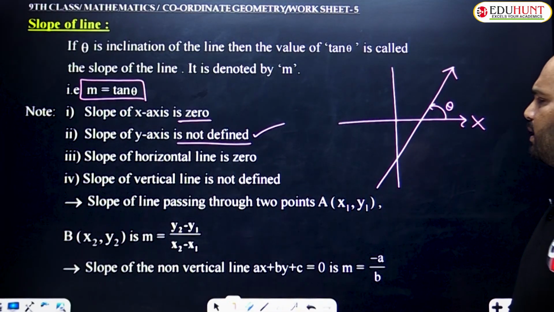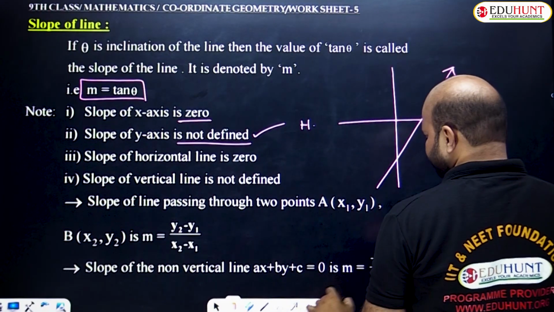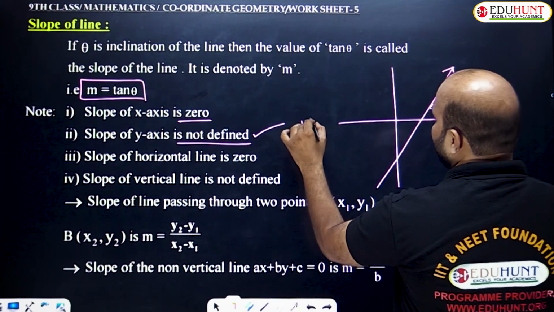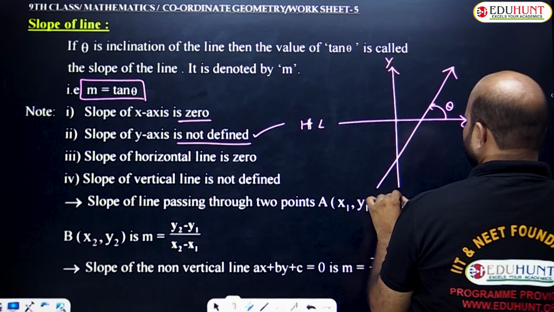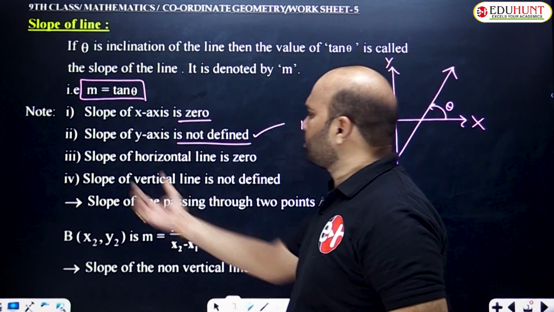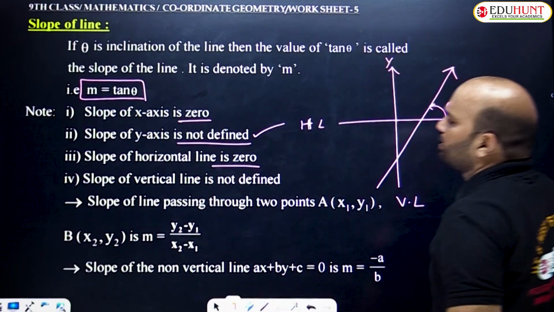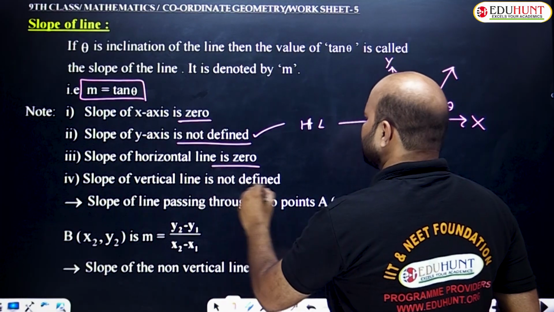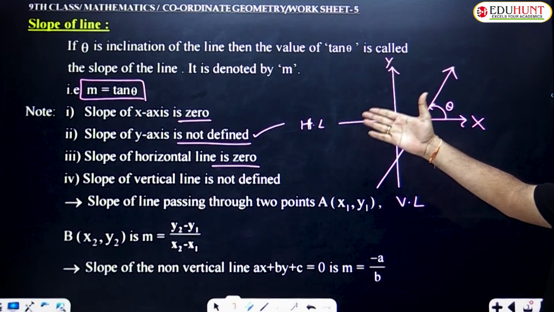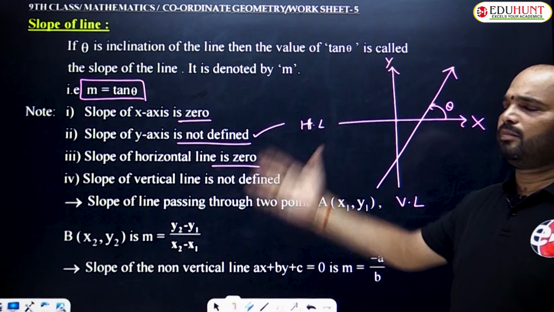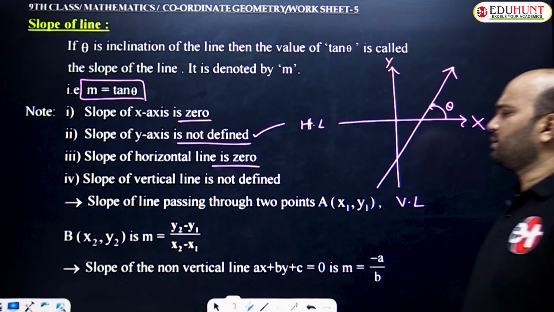Next, the slope of a horizontal line is 0. The x-axis is a horizontal line, and the y-axis is a vertical line. So if a horizontal line is given, the slope is 0, just like the slope of the x-axis. The slope of a vertical line is not defined, just like the y-axis. So the slope of a horizontal line is always 0, and the slope of a vertical line is not defined.